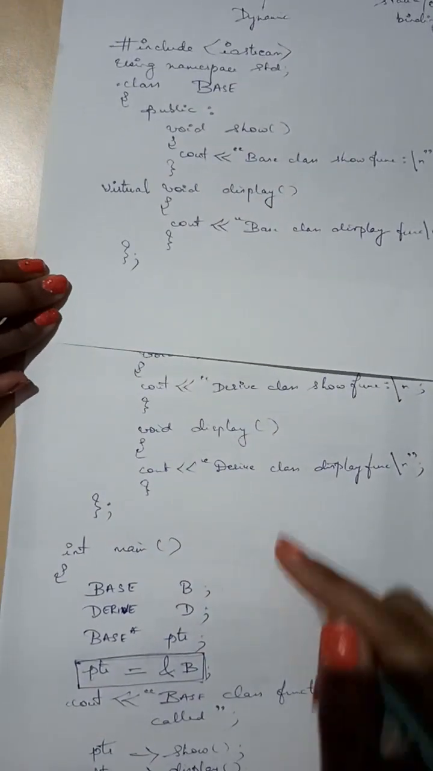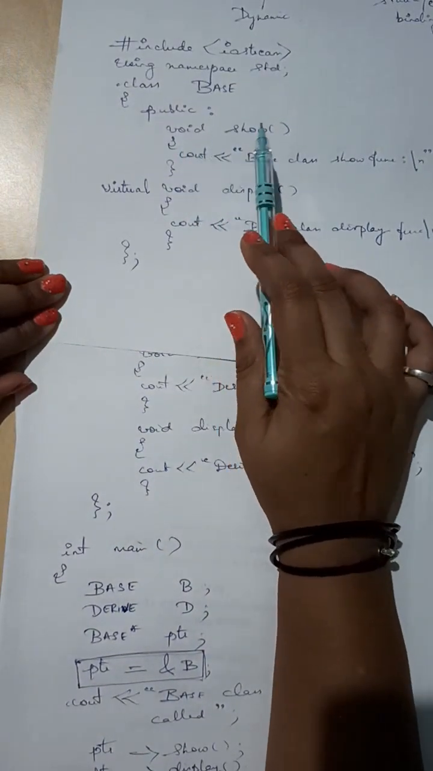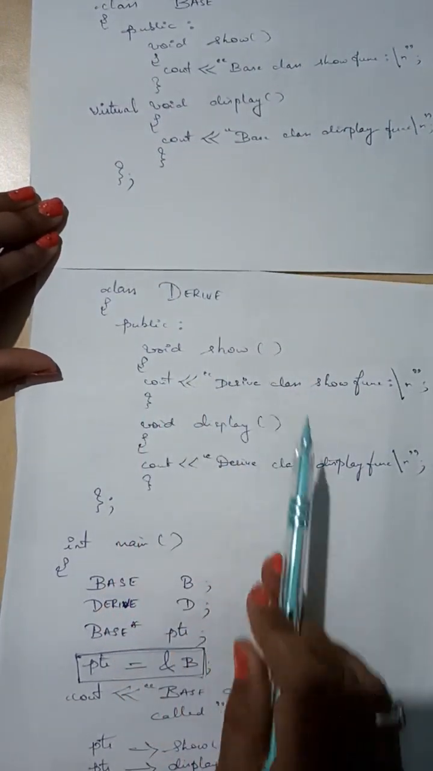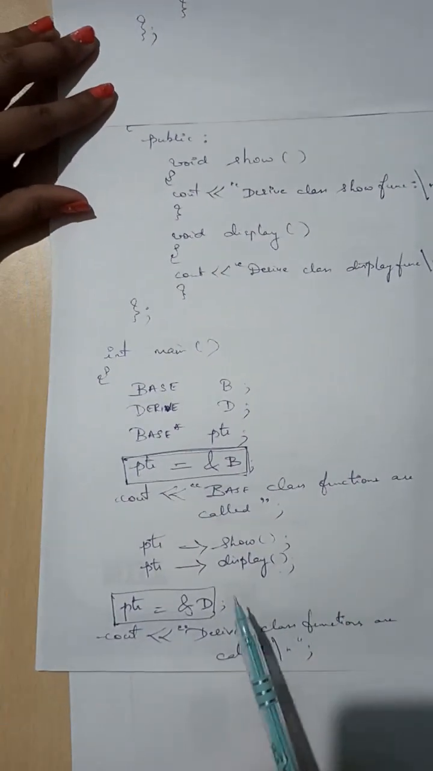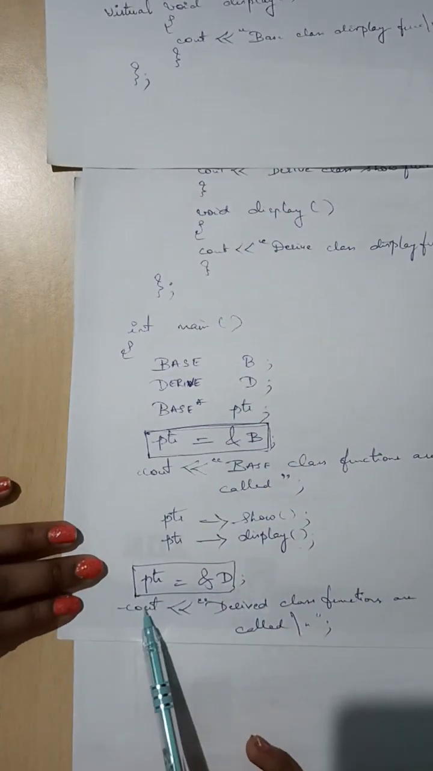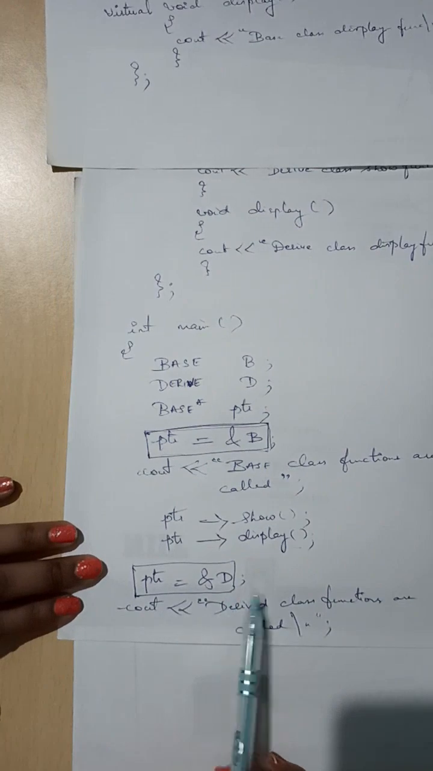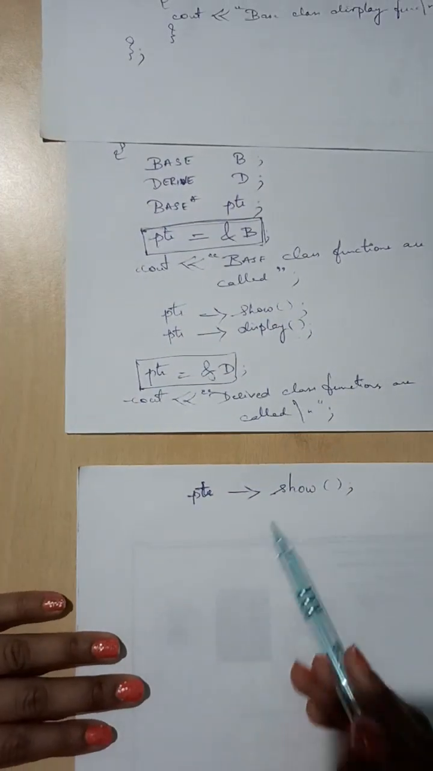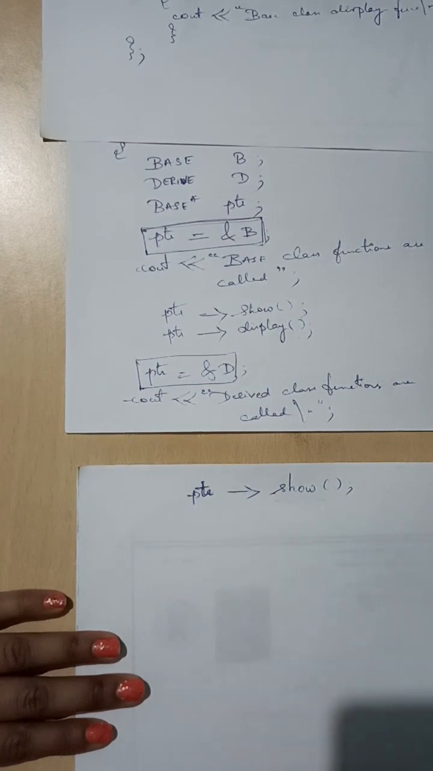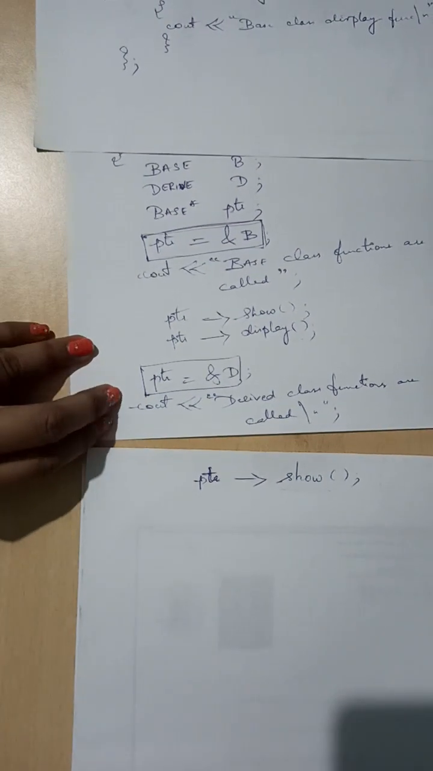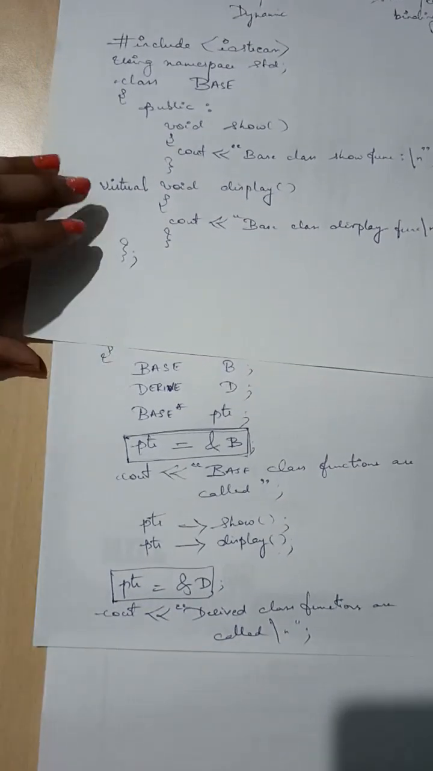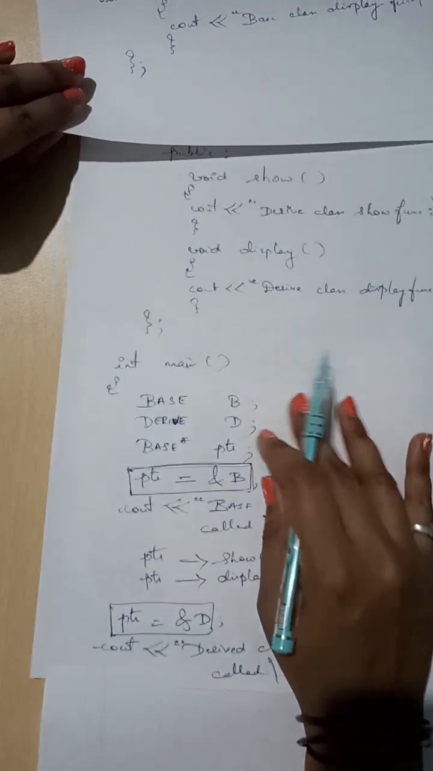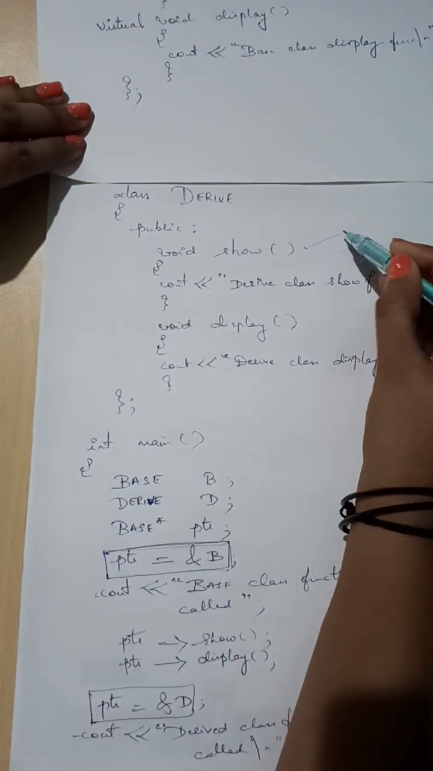Can you see the code now? We have void show in the base class as well as void show in the derived class, and the pointer object is containing the address of the derived class object. So now I am making the function call statement. I am calling the function show. So which function will be called? Will the base class function get called or the derived class show function get called?